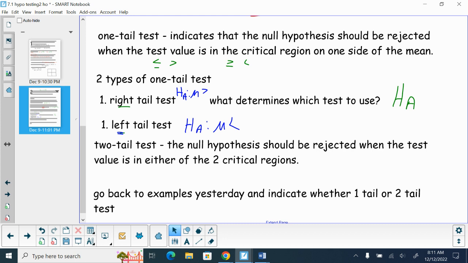The other case is a two-tail test. The null hypothesis should be rejected when the test value is in either of the two critical regions. You have two critical regions. This occurs when you have mu is equal to and not equal to. That will give you a two-tailed test.